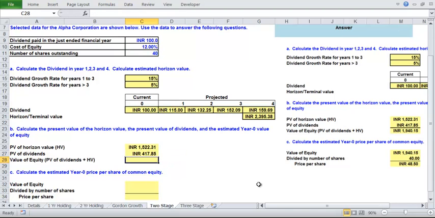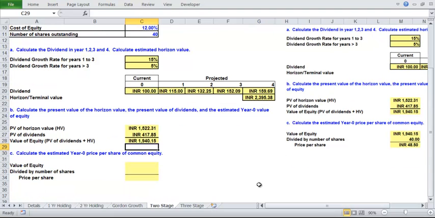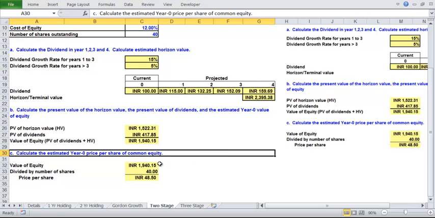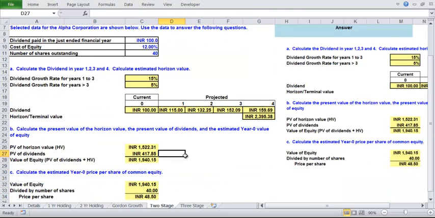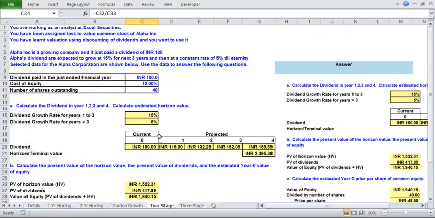And what is the value of the equity? It will be the sum of these two. So this will be the value of the equity, 1940. Divided by the number of shares, which is 40, the price per share will be this divided by 40. So this is how you get the value of the equity of the company. This was a two-stage dividend discount model.